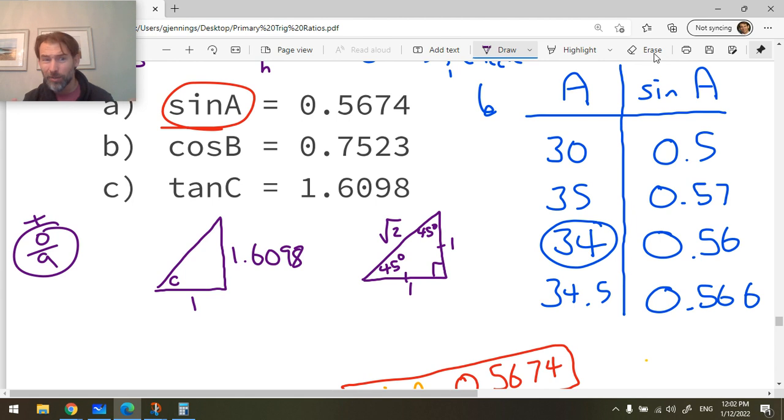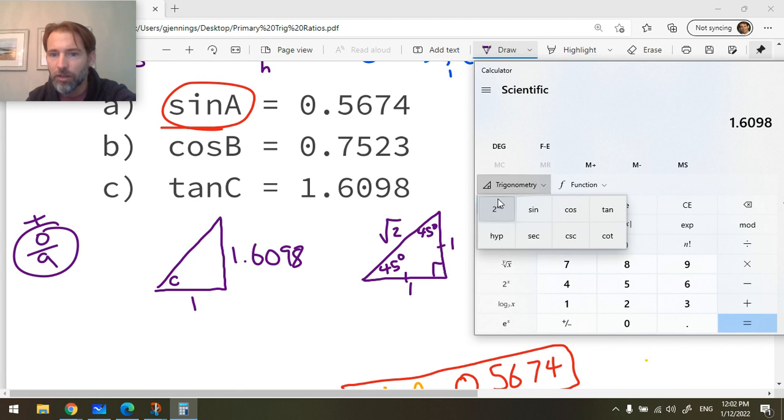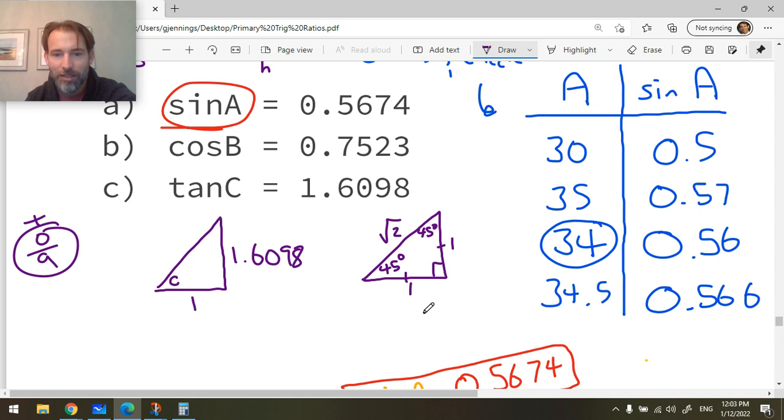I think 53. That's going to be my guess. Let's see. Okay, so I'm going to type in that number, 1.6098, and then I take the inverse tangent of that: 58. I guessed 53? Nah, I'm out by 5 degrees. That's actually a pretty big error. That's wrong by 10%. But still, see how this 45-degree triangle at least got me in the neighborhood? Because I was able to guess that way. Okay, so that's how you do those.